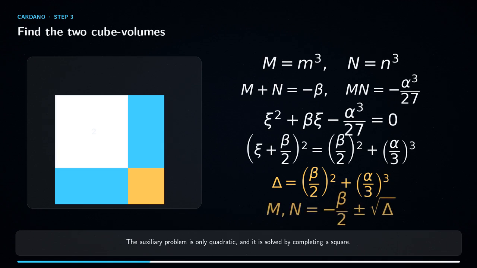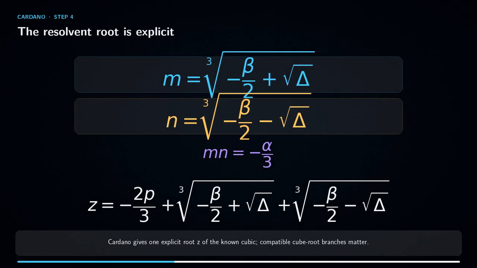Complete the square. K plus b alpha over 2 squared equals b alpha over 2 squared plus a alpha over 3 cubed. Call this last quantity delta alpha. Therefore M and N equal minus b alpha over 2 plus or minus the square root of delta alpha. Take compatible cube roots of those two volumes. Choose the branches so that mn remains minus a alpha over 3.